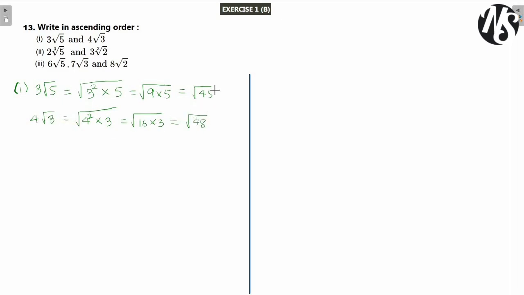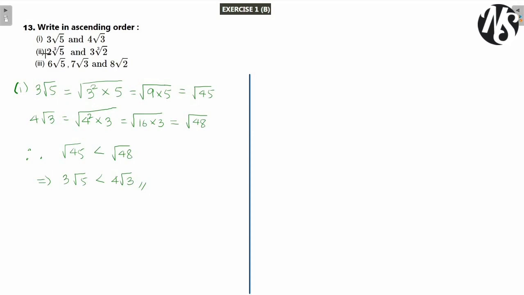Now, which one is bigger? Obviously 48 is bigger. So if you want to write this in ascending order, we first write the smaller number, that is root over 45. So root 45 is less than root 48. Now you know root 45 is nothing but 3 root 5, and root 48 is 4 root 3. So this is my ascending order for this particular question.